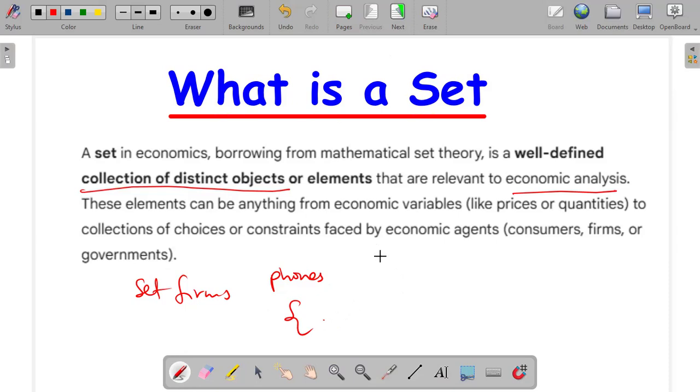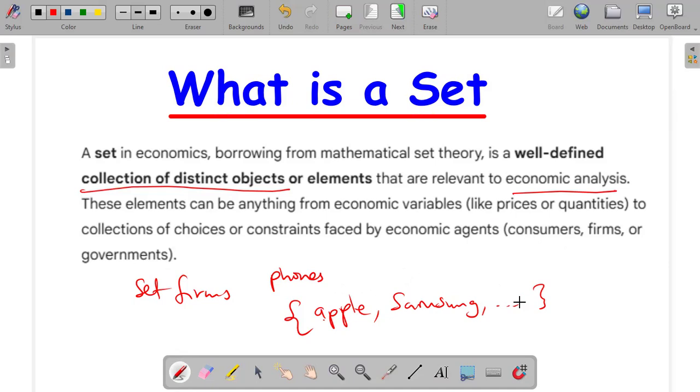Okay, so there's no one to do that. So the set of firms that are producing phones. Of course, if you have a phone, you probably know that one of the leading phones is Apple. So we know there's Apple, there's Samsung, there's Huawei, there is Techno, and so many other phones, of course. I think we can list so many other firms that are producing phones.